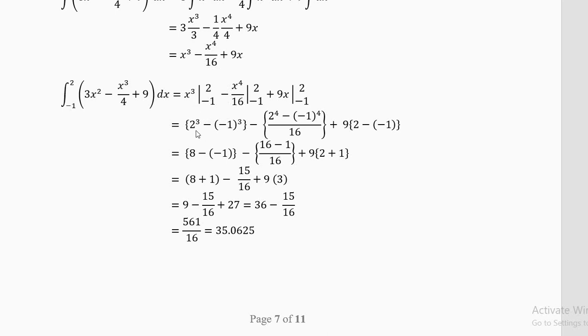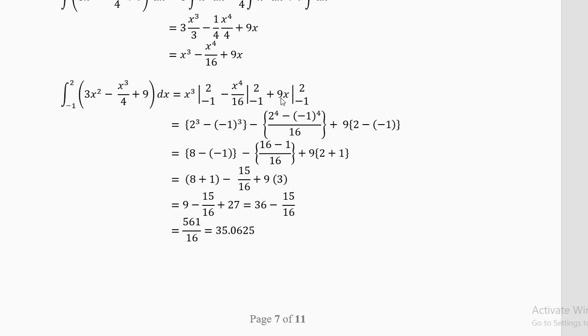This is just like the last term, 2 cube minus, again open a bracket, minus 1 whole cube, which is minus 1. 8 minus minus 1 is 8 plus 1, which is 9. Next one is minus x power 4 over 16. Keep minus outside the bracket. Then you have x power 4 going from minus 1 to 2. It is 2 power 4 minus minus 1 whole power 4. Now this is positive, so you will get 16 minus 1 over 16. We'll open this bracket shortly. Then you'll get 16 minus 1 is 15. You'll get minus 15 by 16, because there's a minus on the left.